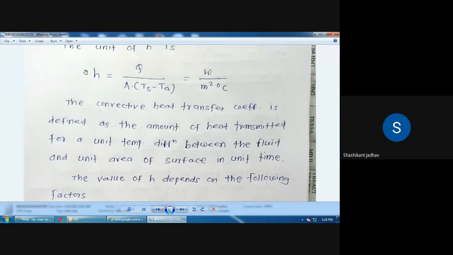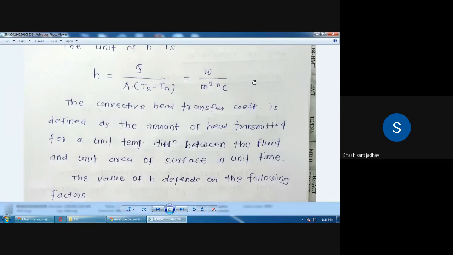Okay, so from this equation we have written H is equal to Q upon A into (Ts minus Ta). So H is equal to Q when area is equal to 1 and Ts minus Ta is equal to 1. At that time, convective heat transfer coefficient is nothing but the amount of heat transmitted for a unit temperature difference between the fluid and unit area of surface in unit time. So write down the definition of the convective heat transfer coefficient.